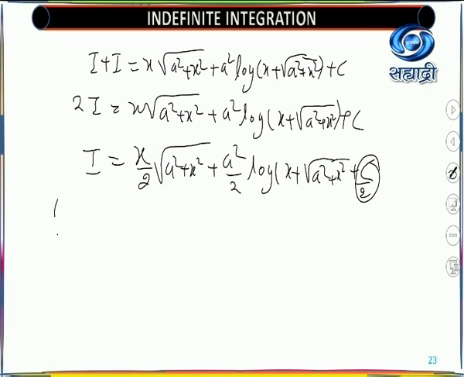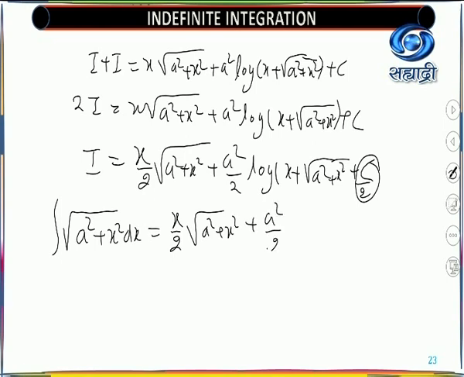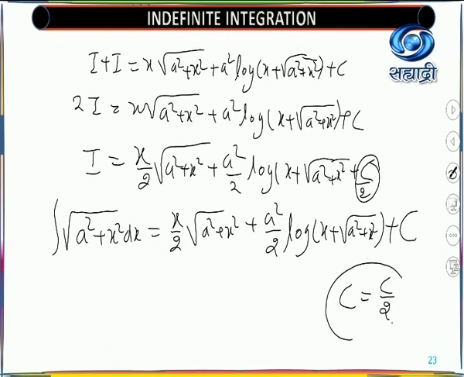So finally I will get the integration of root of a square plus x square dx is given by x by 2 root of a square plus x square plus a square upon 2 log of x plus root of a square plus x square plus constant of integration capital C, as capital C equals C upon 2. This value I will substitute here. Hence, this is your formula.